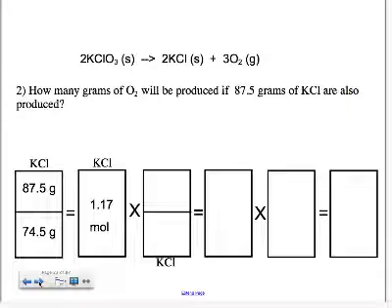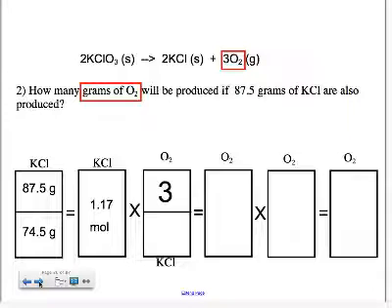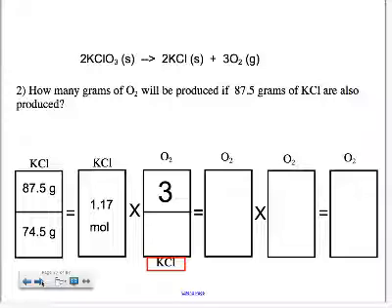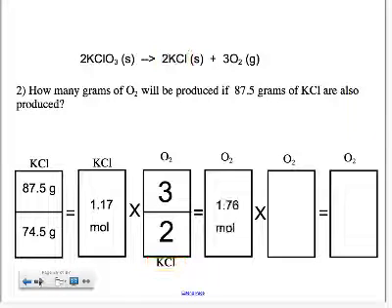Now I need my mole ratio, so let's identify the unknown. In the question, the unknown is how many grams of O2, so the same unknown that we had the first time. So I'm going to put O2 on those boxes again. And the coefficient is the same, it's 3 for O2. 3 is the coefficient in the equation, and the coefficient of my known, which is KCl, is 2. So it's actually 3 over 2 again, just like it was in the last problem, even though we're dealing with a different substance. So 1.17 times 3 over 2 gives me 1.76 moles of O2.